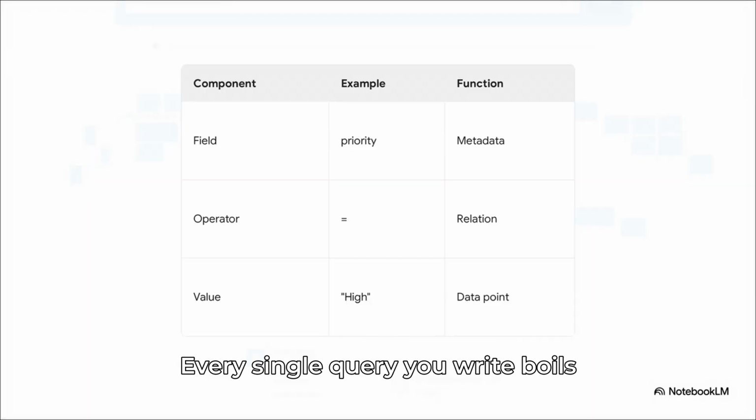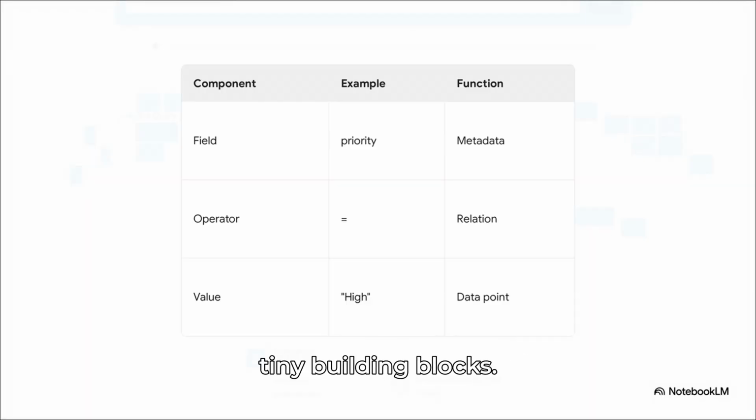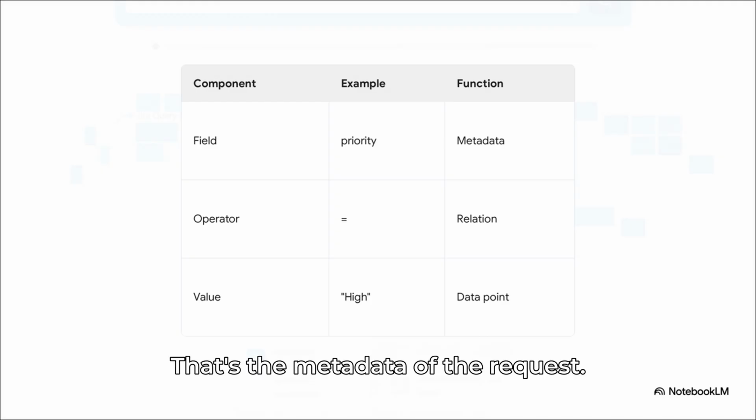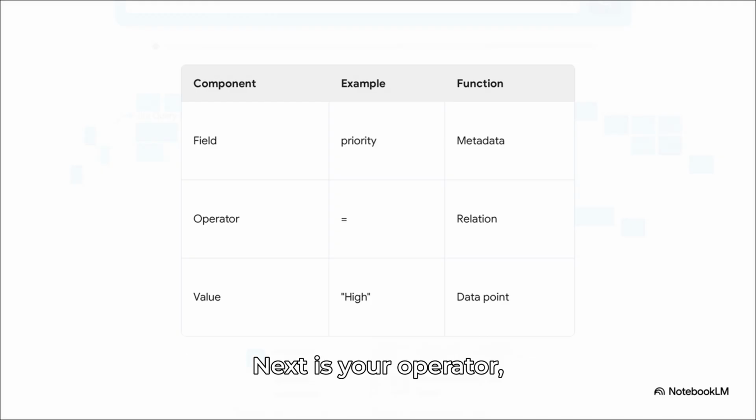Every single query you write boils down to just 3 tiny building blocks. First, you have your field, like priority or status. That's the metadata of the request. Next is your operator, like the equal sign, which defines the relationship. And finally, the value, like the word high or in progress. This is the specific data point you're looking for. Field, operator, value. That's the entire anatomy of a JQL query.